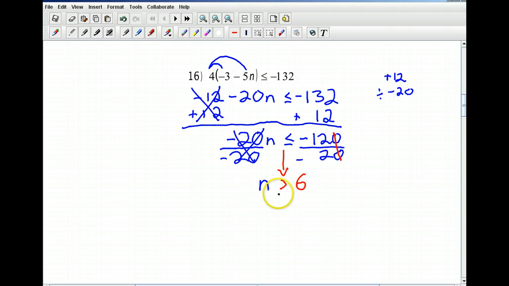So remember, that could creep in at any moment. Check your paper real fast. Make sure you caught that. Divide by a negative. Divide by a negative. You gotta switch the sign.